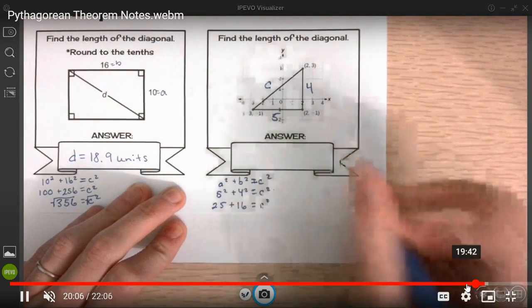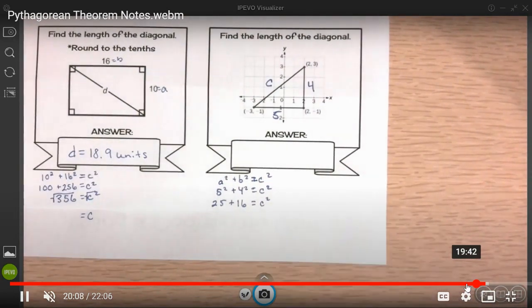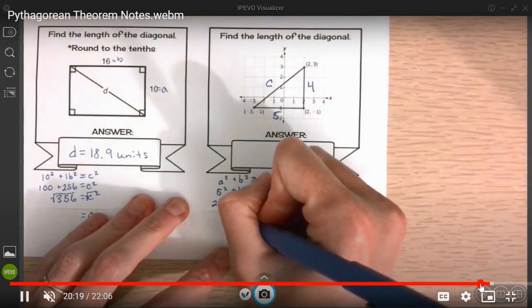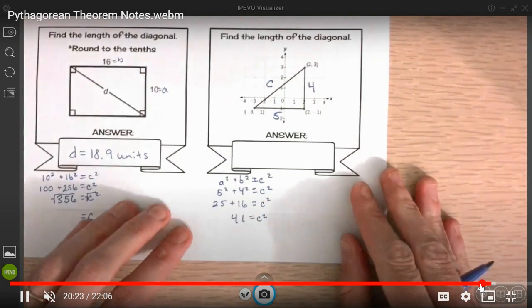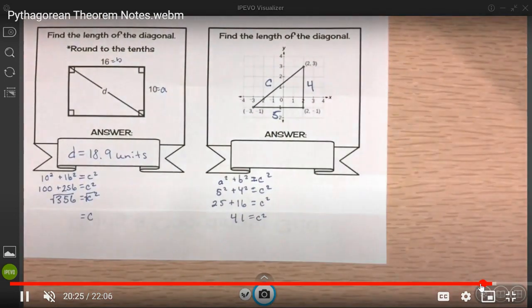I've got to add those two values up. 25 plus 16 is, slow Mrs. Mac, what were you talking about? It's 41. There we go. And 41 is c squared. Now, 41 is not a perfect square. It is somewhere between 6 and 7, because 6 squared is 36 and 7 squared is 49. So I know it's going to be 6 point something, but I just don't know what.